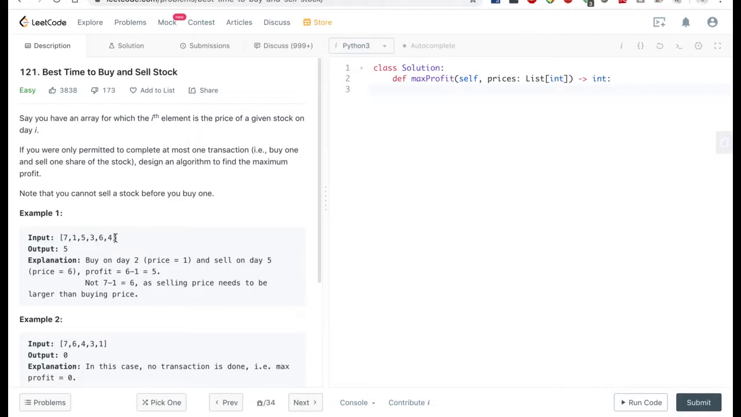For example, we have 7, 1, 5, 3, 6, 4. Then we buy on day 2 and then sell on day 5. Then the profit we can get is 5.